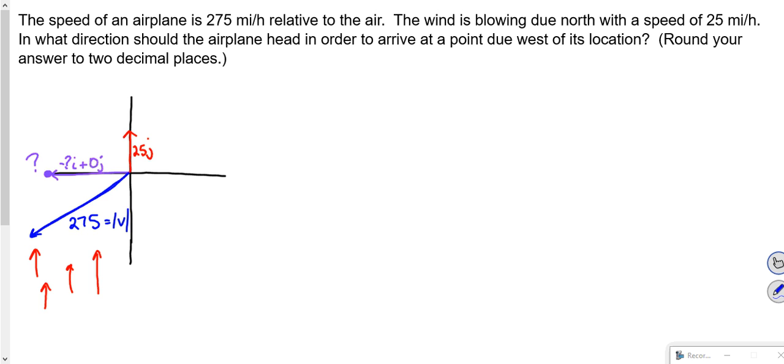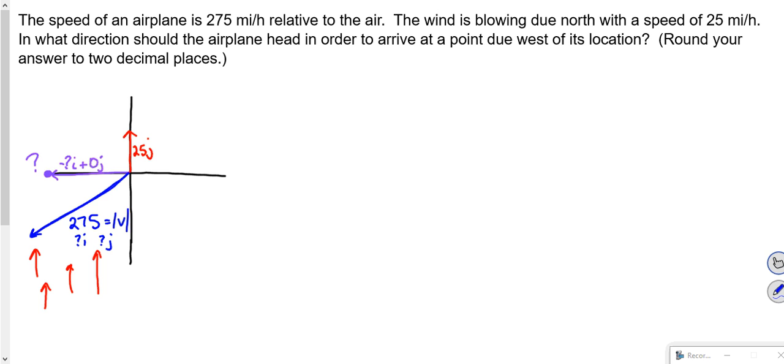So I don't know about its I and J. Its I and J are kind of up in the air. It's question mark I, question mark J. Okay, so what I do know though is that the airplane plus the wind needs to equal the purple position. So the blue position that's being acted on by the red wind needs to end up in the purple position.